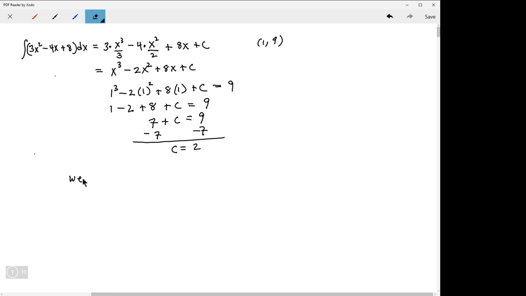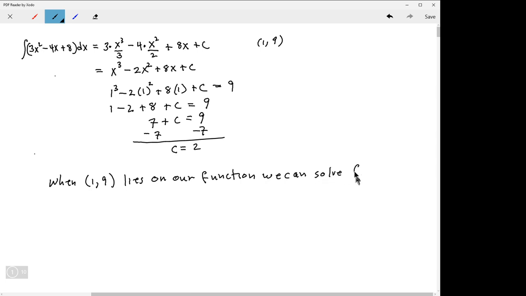All right, so when 1, 9 lies on our function, we can solve for c.